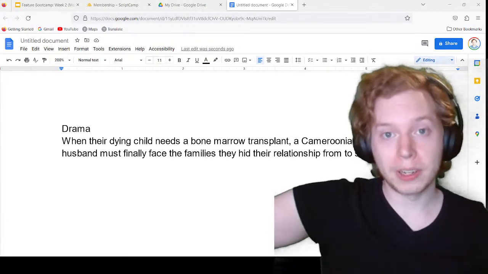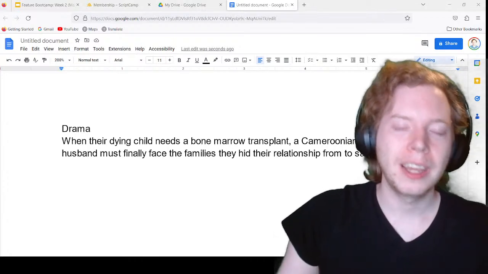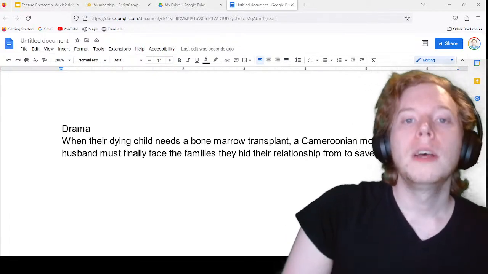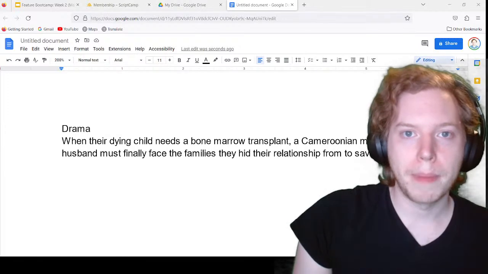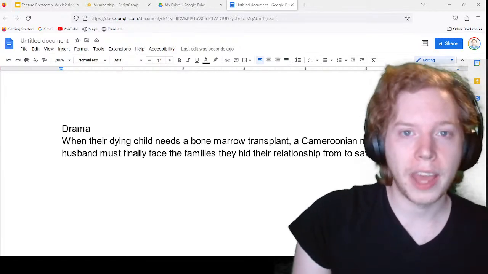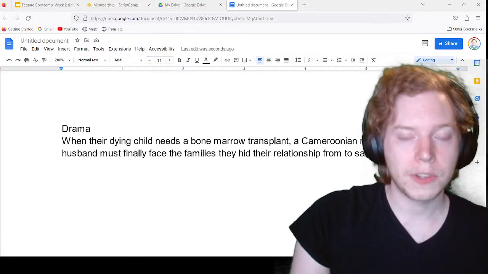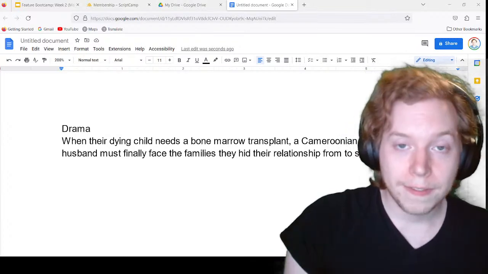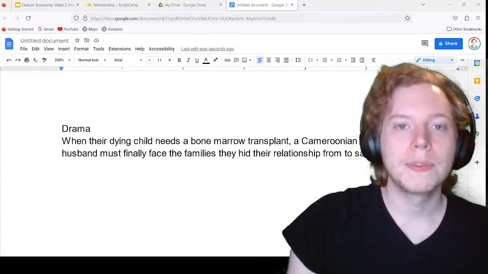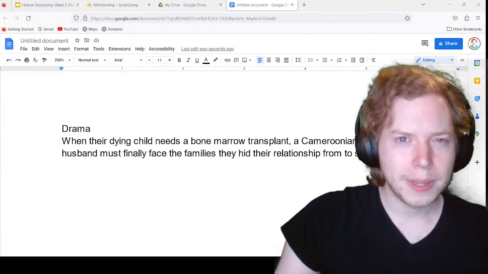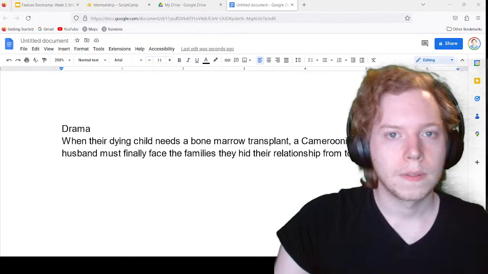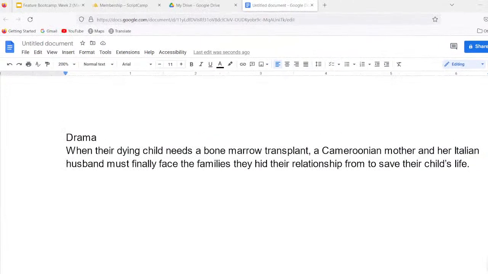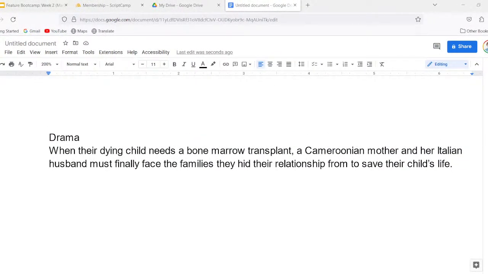A dying child could be the lead of a movie, but it doesn't sound like they'd be the lead of this one. This sounds like the obstacle to be overcome is that, and correct me if I'm wrong, these two people from different cultures can't get along, or have prejudice against each other. Is that why they've concealed this from their families? Yes. Okay, so now when their kid becomes sick, they need money. Is that why they need the families? They need a suitable donor. Oh, they need a donor. Okay. Donor match, donor transplant. So who's the match?